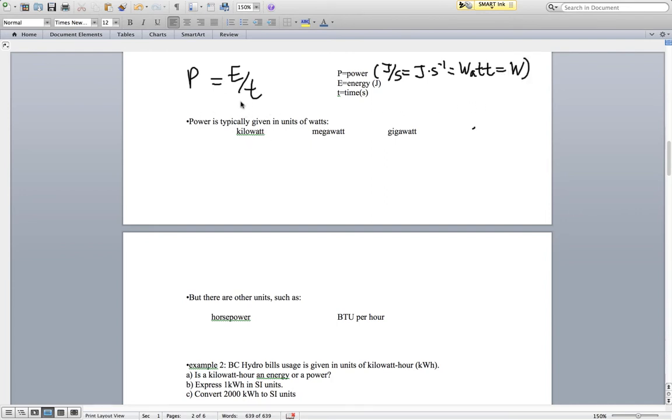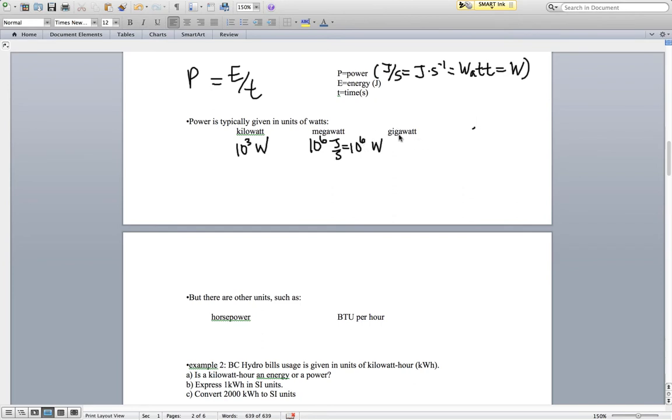And again, we'll use a lot of metric prefixes. So a kilowatt is 1,000 joules per second, or 1,000 watts. A megawatt is 1,000,000 joules per second, or 1,000,000 watts.